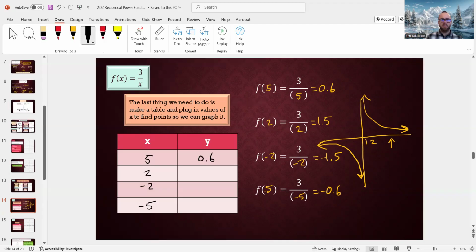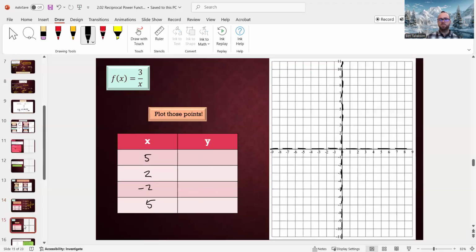5.6, and that makes sense, right? Because think about it, the further out we're going to go, like over here, let's just say the point's over there, the closer to the x-axis it will be, meaning the smaller the y value will be. Okay, negative 1.5, negative 0.6. Okay, there's our table of values, and now let's actually plot those points.